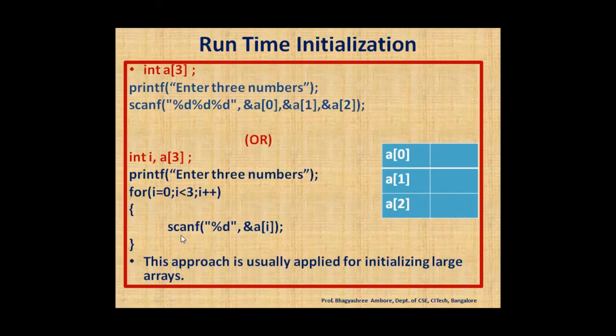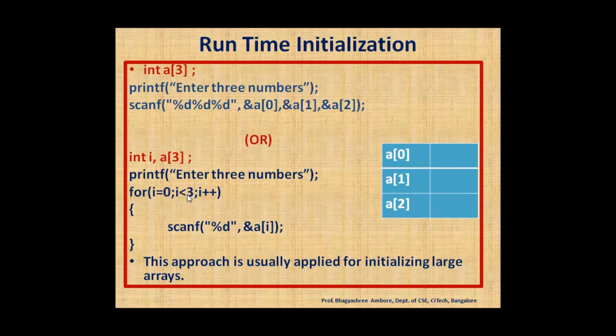Are you getting? Okay. scanf percentage %d ampersand a of 2. It will go to this location. Now i value will again be incremented by 1. i will become now 3. 3 is less than 3? No, it's not correct. So it comes out from the loop.